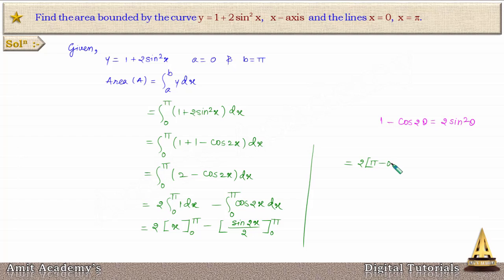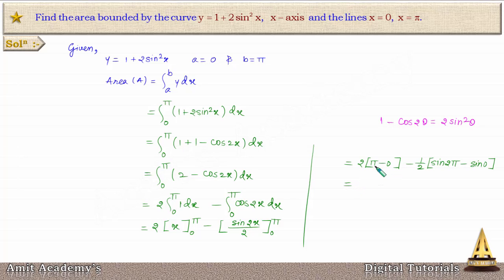So here it is 0 minus, I'm writing this 2 outside this bracket. So I'll get 1 upon 2 in square bracket. For this x, first I'm writing the upper limit, that is pi. So I'll get sine 2 pi. Minus, for this x, then we have to write the lower limit, that is 0. So I'll get sine 0.